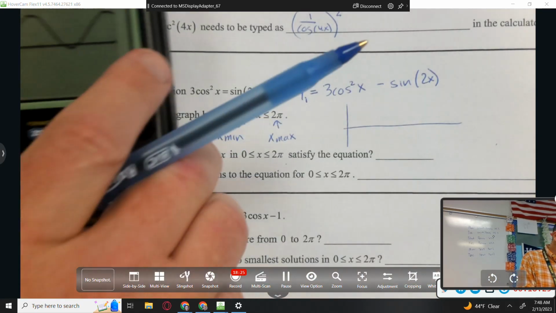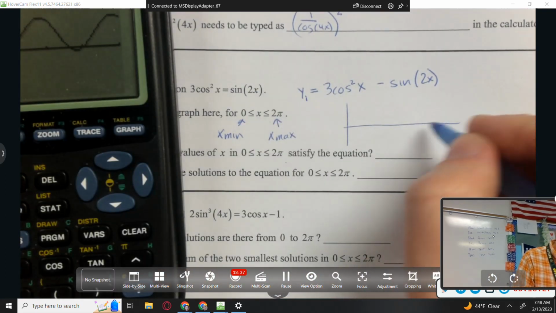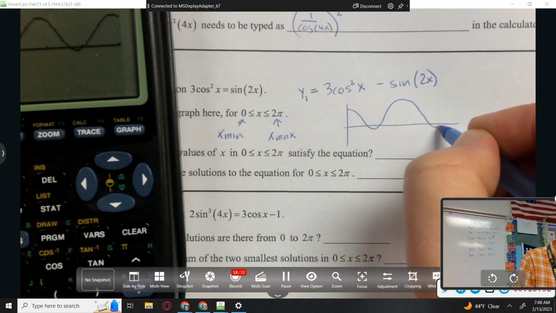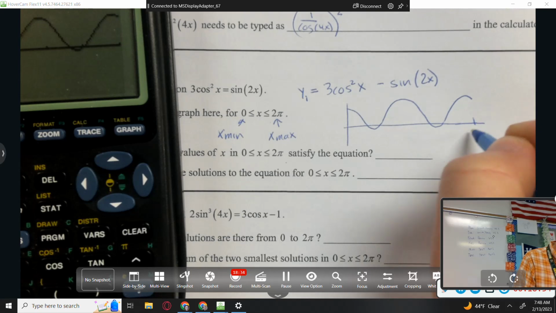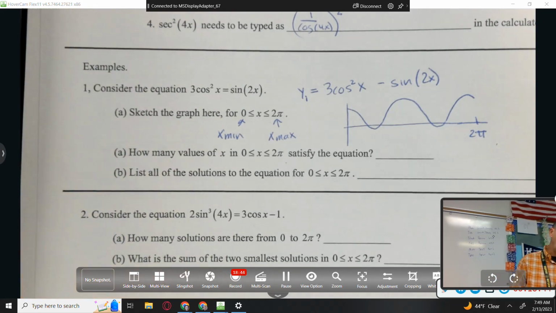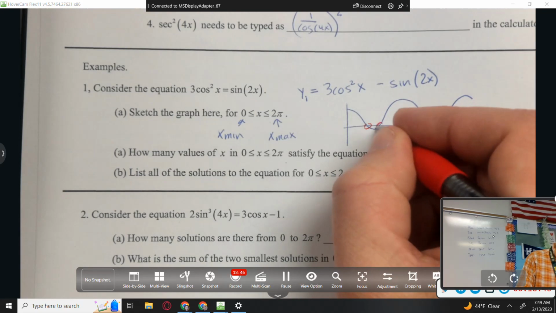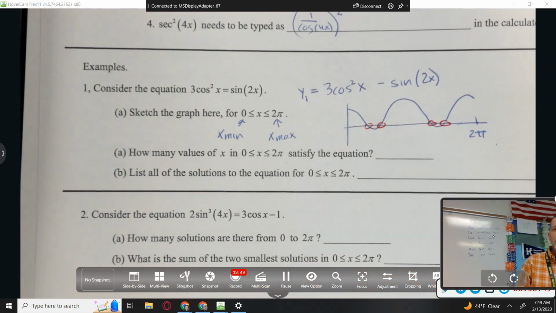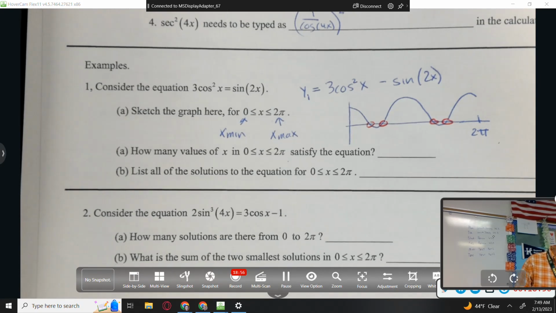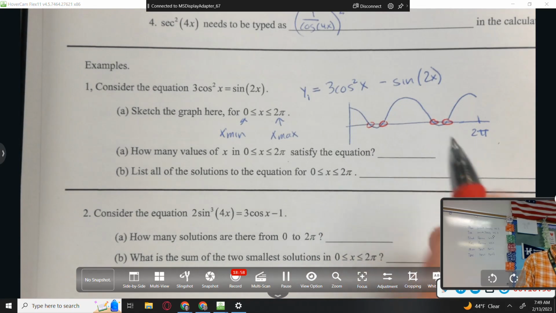Sketch the graph here. Okay, so it goes down, up, something like that. It says sketch, so I'm not getting too crazy here with my accuracy. The main thing I want to see is all these places where it equals 0. In fact, the first question there is, how many values of x satisfy the equation? Well, 1, 2, 3, 4.